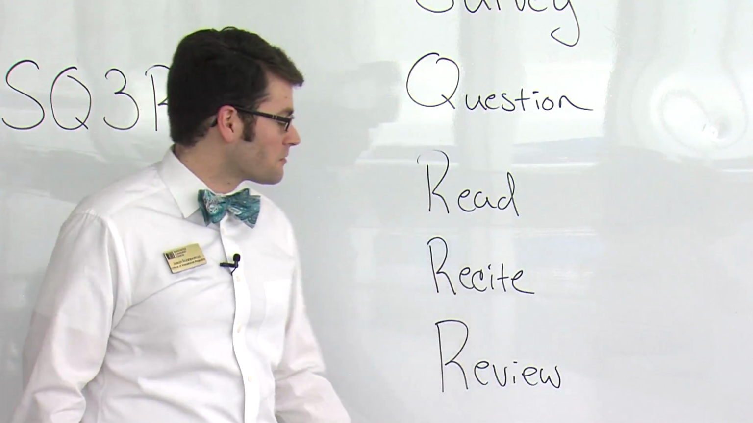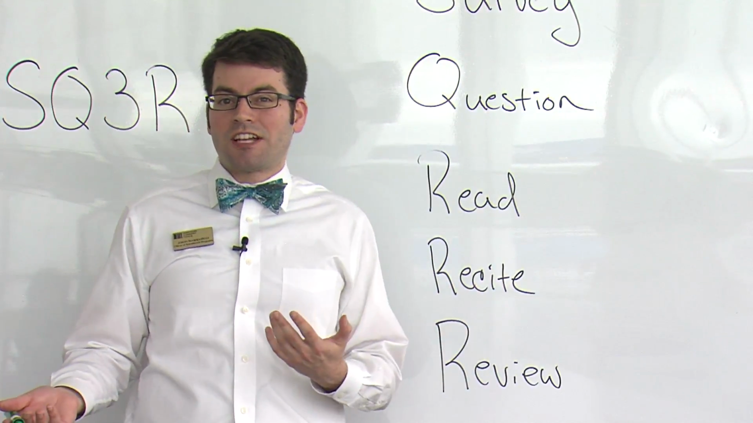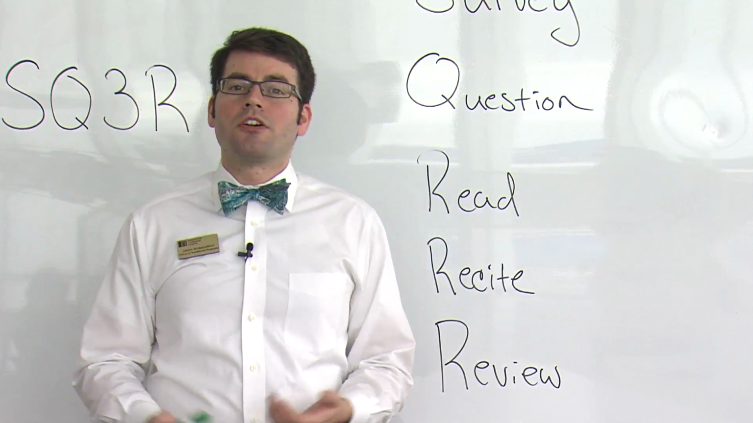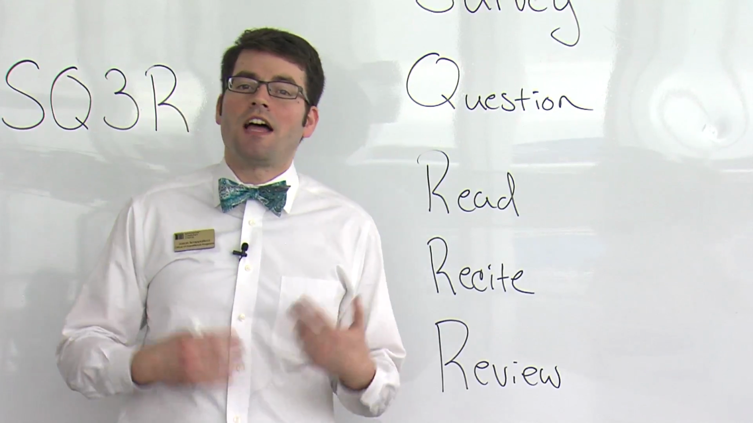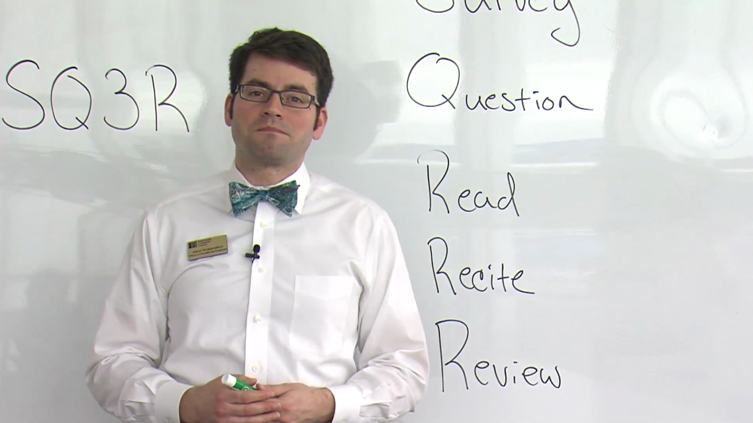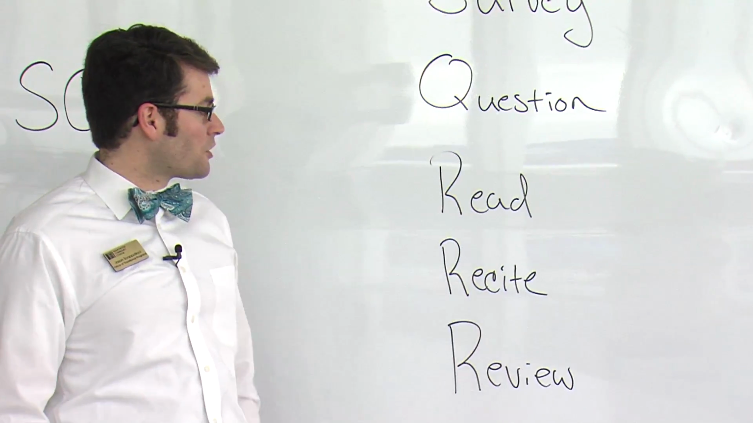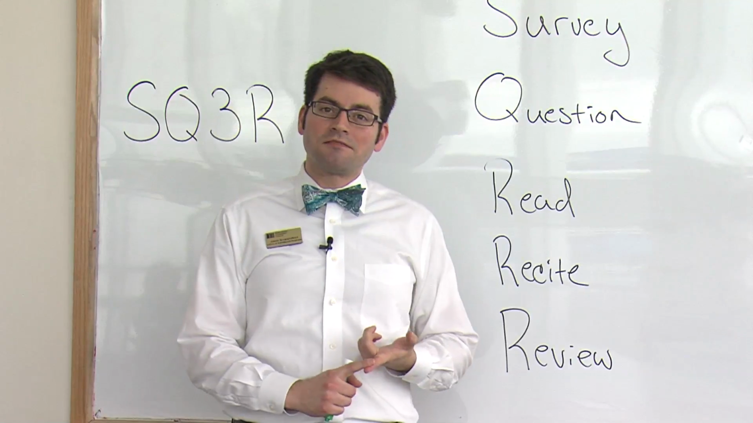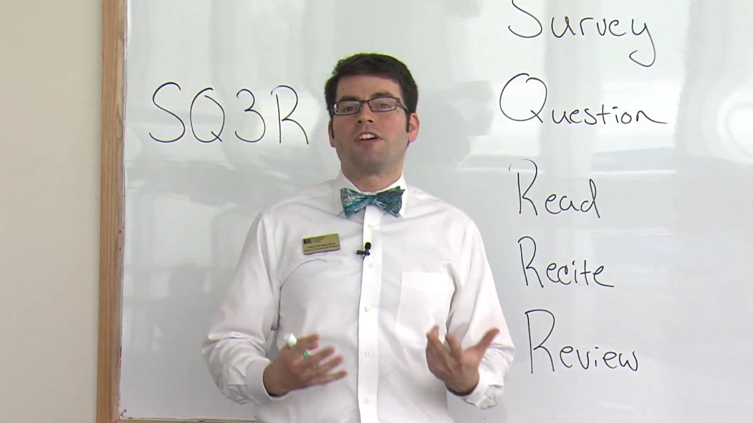And finally, review. Review comes at the end of reciting, but it can also come later. Maybe you have the quiz next week. You're going to pull out those questions, and you're going to ask yourself those questions again, and you're going to make sure that you can answer them. That's the review section. So that's it. SQ and 3 Rs. It's a fast, easy, definitely a great way to retain information from a very dense textbook.